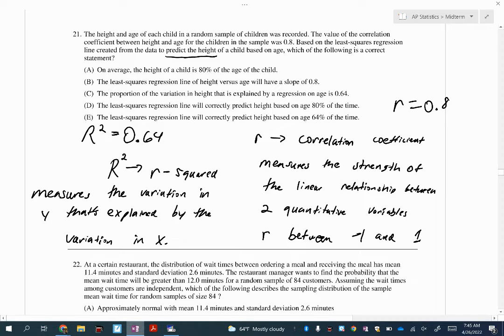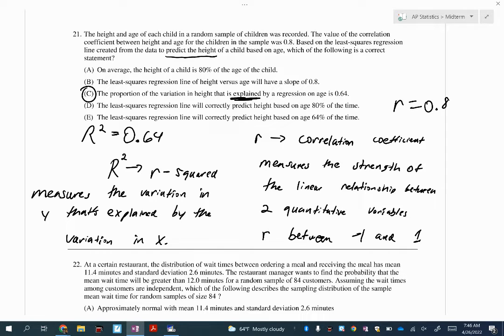So here's what I would say. This is the statement that I had you guys write back in probably October. 64% of the change in a child's height can be explained by a child's age. The key thing that I always look for is that "explained by." That's what my statement always has.